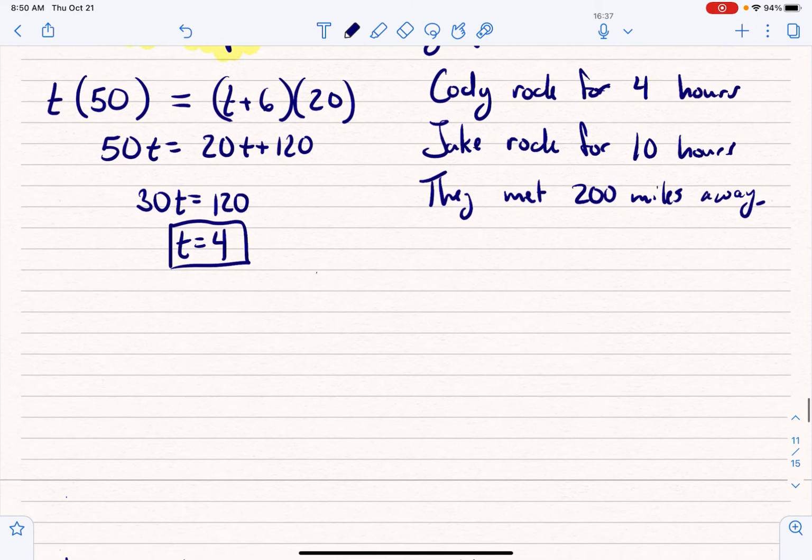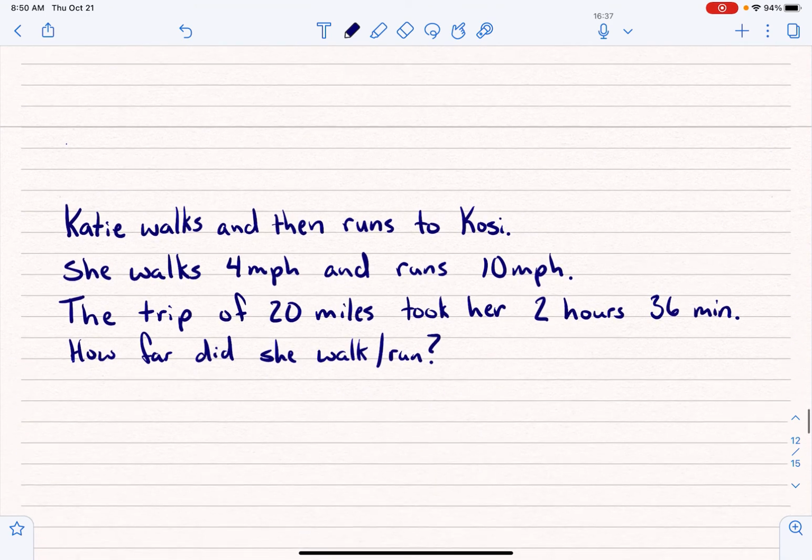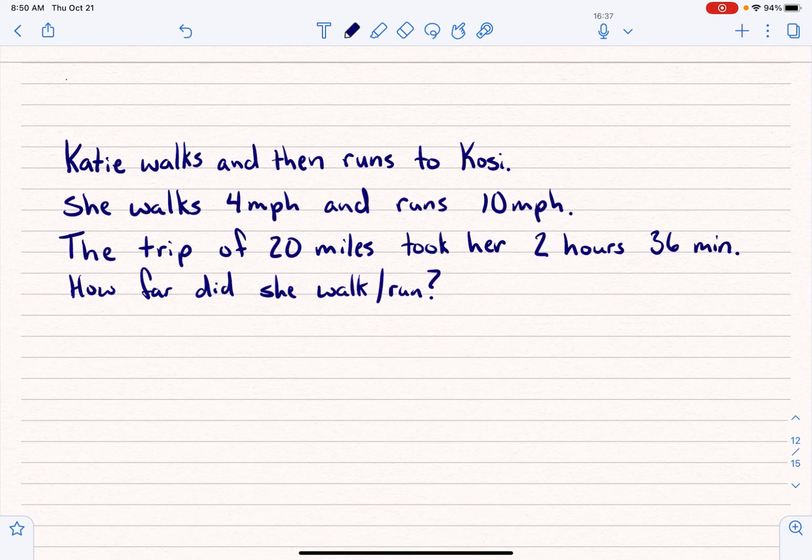Okay, all right, last problem. Last problem, here we go. Here's the situation. Katie walks and then runs to Kosciuszko. She walks part of the way and then runs the rest of the way. She walks 4 miles per hour and runs 10 miles per hour. The trip of 20 miles took her 2 hours and 36 minutes. How far did she walk and how far did she run? Okay, so she walks 4 miles per hour. She runs 10 miles per hour. Whole trip took 2 hours and 36 minutes.